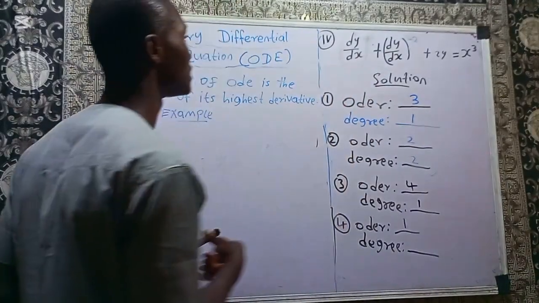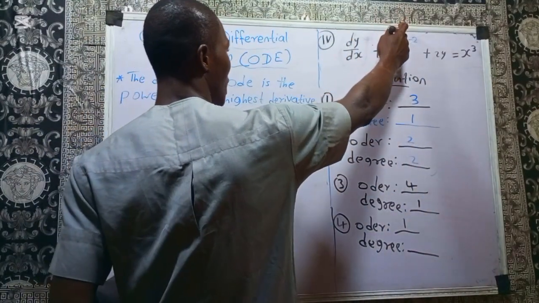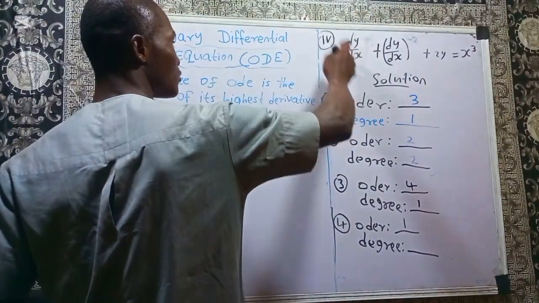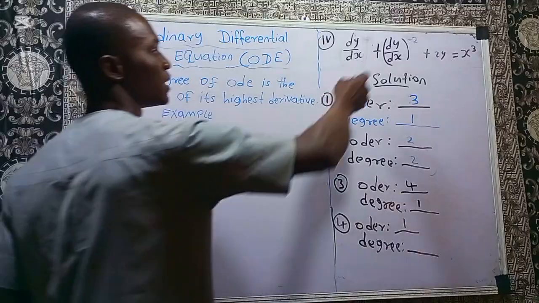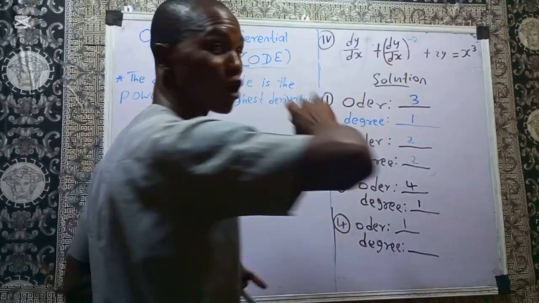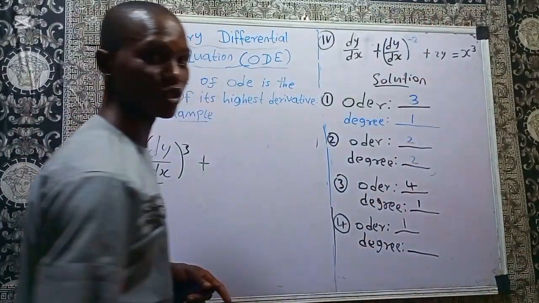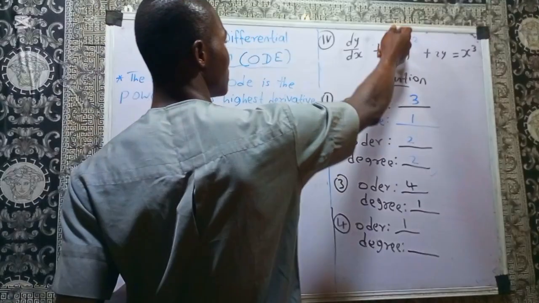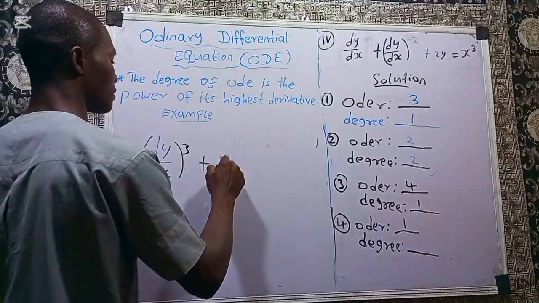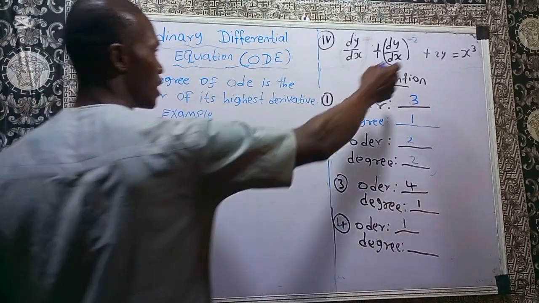So let's simplify this. Multiply everything by the first derivative of y with respect to x all raised to power 2. If you do that here, this will be raised to power 3. Then multiply this by the first derivative of y with respect to x all raised to power positive 2. Using the law of indices, add the powers. Negative 2 plus positive 2 gives you 0, and this quantity raised to power 0 gives us 1. So we are going to have plus 1.